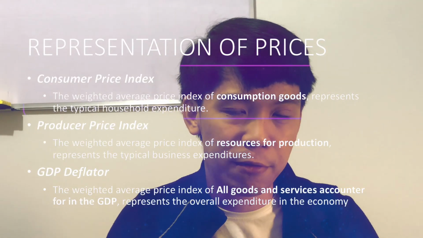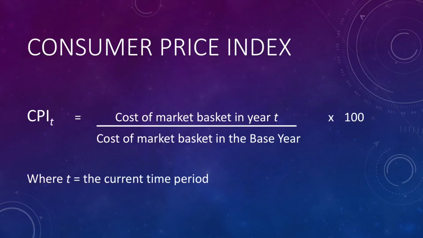Of the three possible indices, the most popular is the CPI, Consumer Price Index. Hence, we will be focusing on the use of CPI. To arrive at the CPI of T, where T is the current time period, we can calculate it using this formula. CPI sub T is equal to the cost of market basket in year T divided by the cost of market basket in the base year multiplied by 100.